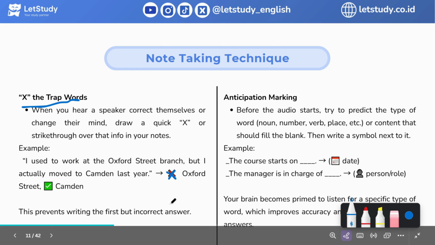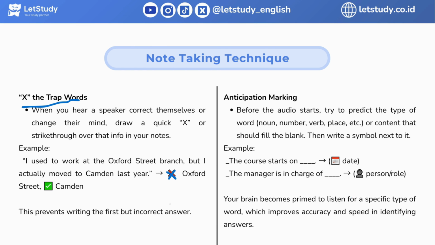And second, in note-taking techniques, there is anticipation marking. Before the audio starts, try to predict the type of word, noun, number, verb, place, etc., or content that should fill the blank. Then, write a symbol next to it. There are the examples, and your brain becomes primed to listen for a specific type of words, which improves your accuracy and speed in identifying answers.